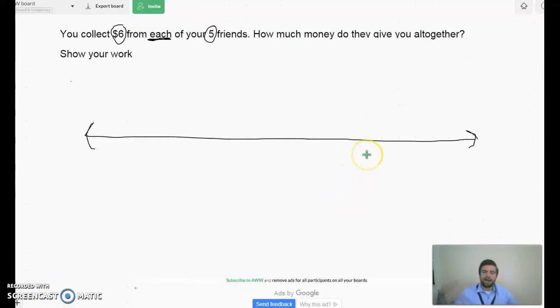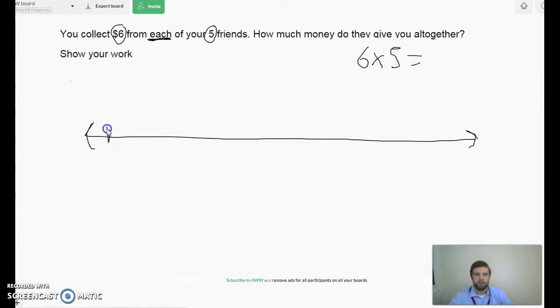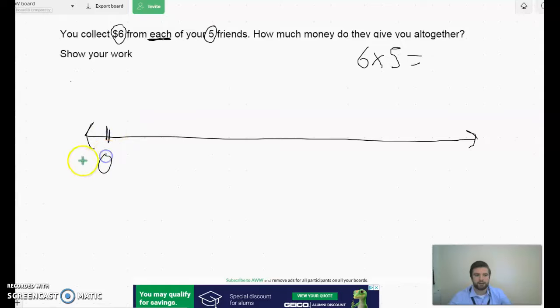Alright, so here's my number line. This is one of my favorite strategies for doing multiplication. Remember, our math problem is 6 times 5. 6 people give us $5 each. Equals what? Well, we started down here with $0. So we want to start here. And we want to figure out how much we're going to have total when we add everyone's money together.